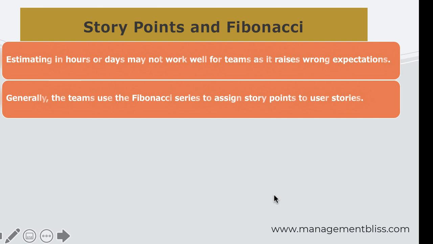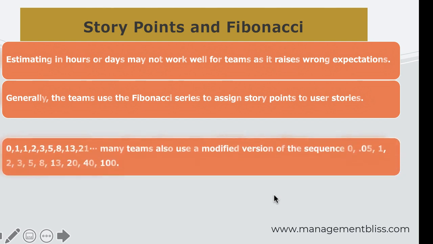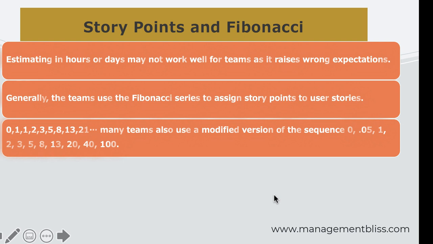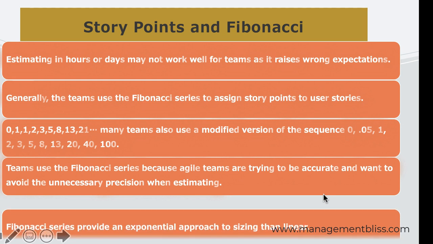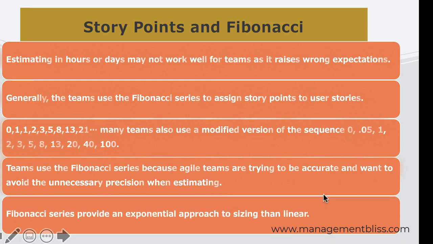Fibonacci is a sequence formed when each number is the sum of the 2 numbers preceding it, starting from 0 and 1. Teams use the Fibonacci series because agile teams are trying to be accurate and want to avoid unnecessary precision while estimating. The Fibonacci series provides an exponential approach to sizing rather than a linear one. For example, a user story of size 21 is much bigger than a user story of size 2.